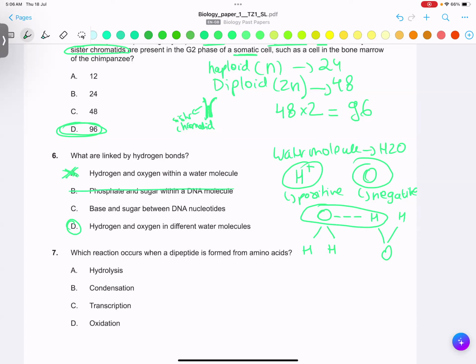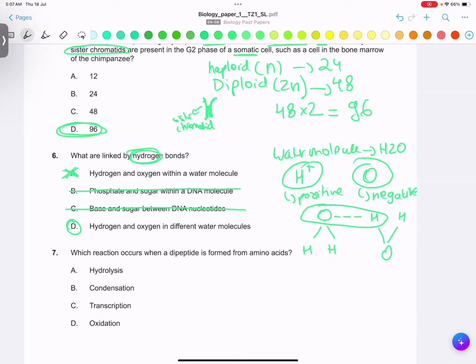No, this has nothing to do with it because, again, we talk about hydrogen bonds, right? And base and sugar between the nucleotides. No. So it's hydrogen and oxygen because they're asking us about a hydrogen bond. Okay. So now we need to know which reaction occurs when a dipeptide is formed from amino acids.